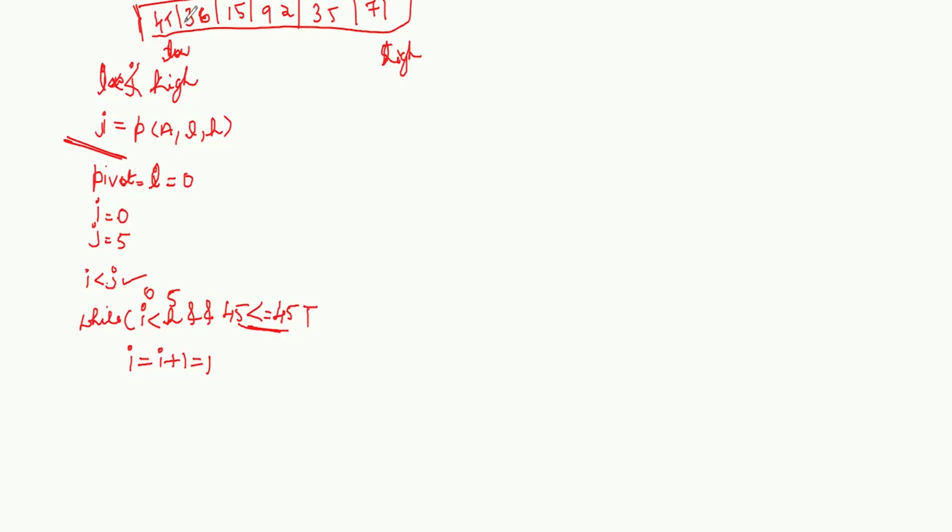One, the values are less than or equal to the pivot value, and also that we are not crossing the high value. Those are the two conditions. I should not cross the high value. Also, the value of the pivot should be greater than the remaining values. The moment we find a value which is greater, we are going to stop the increment of I.